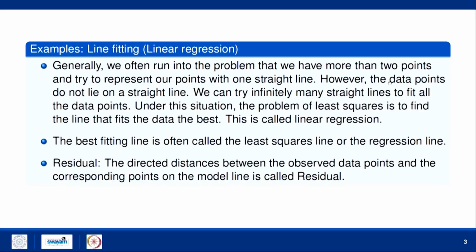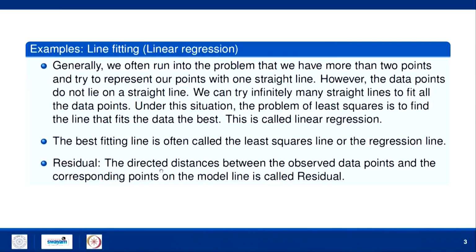As I told you, here best means having the minimum residual error. So, what is residual? The directed distance between the observed data points and the corresponding points on the model line is called the residual, and then the sum of the squares of all those residuals is called the residual error.